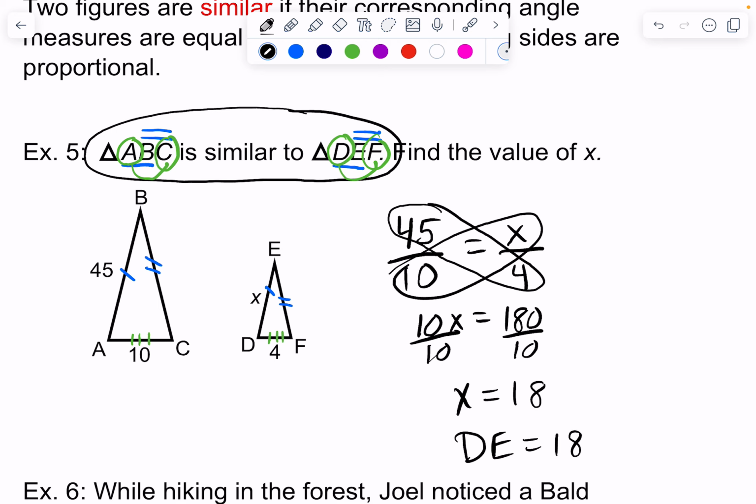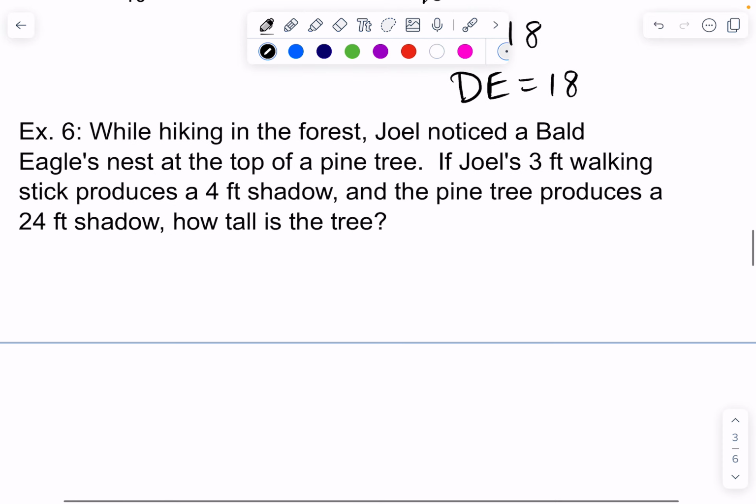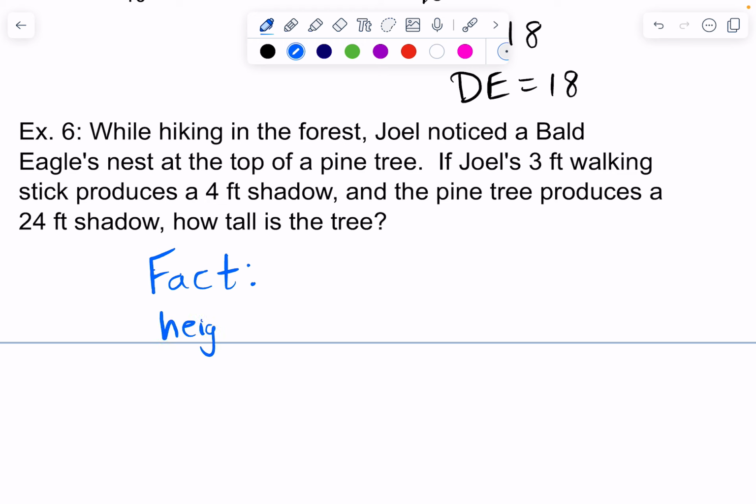All right, let's get to some fancier similar triangle questions. While hiking in the forest, Joel noticed that a bald eagle's nest was at the top of a pine tree. If Joel's 3-foot walking stick produces a 4-foot shadow and the pine tree produces a 24-foot shadow, how tall is the tree? Well, the fact here is that the height of the walking stick is 3 feet, while its corresponding shadow is 4 feet. Now, what did they give us about the tree? The height or the shadow? That's right, they gave you the shadow.